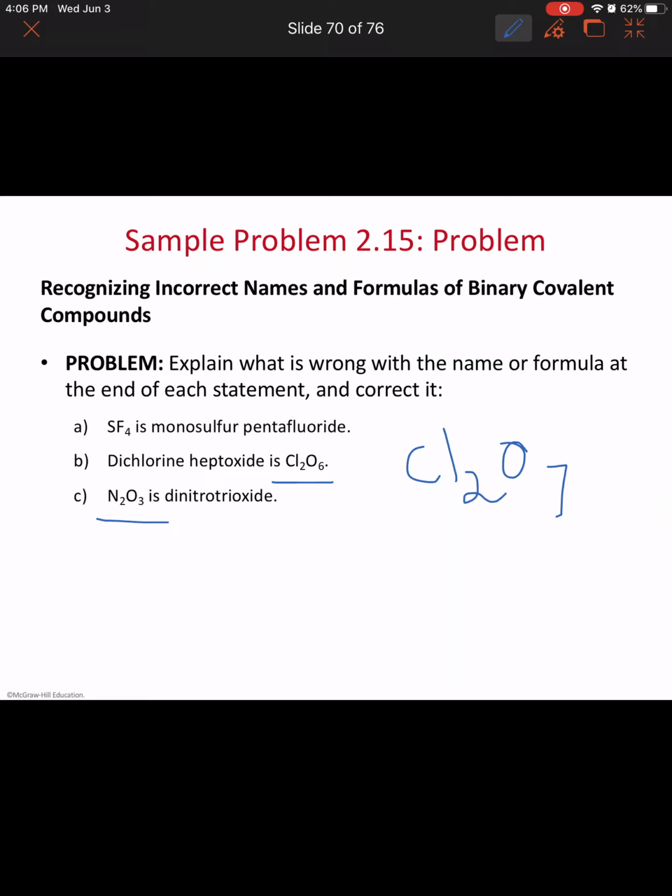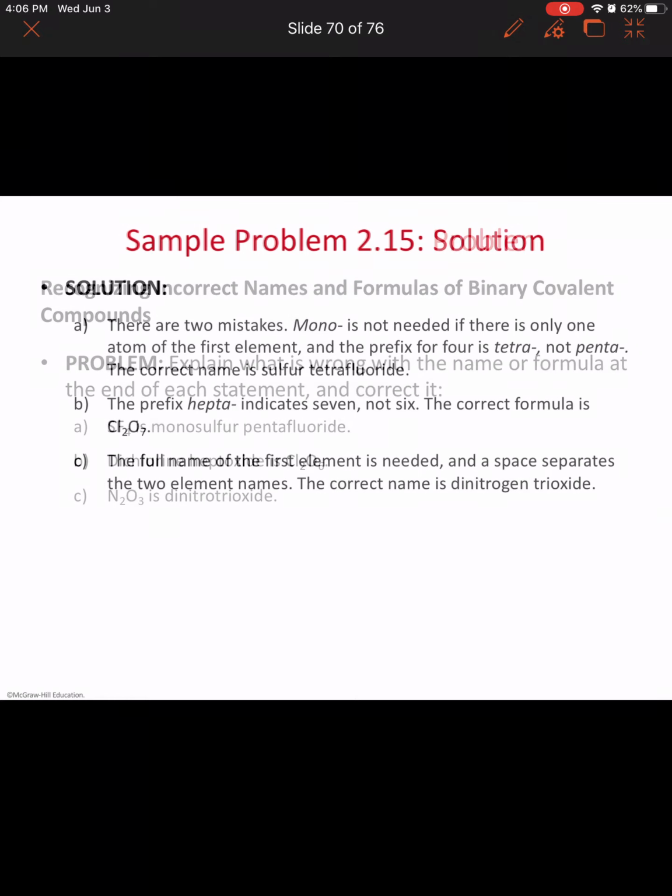N2O3 is named as dinitrotrioxide. What's wrong in this one? Dinitro. We don't say nitro, we have to say the whole name for the nitrogen. It has to be dinitrogen trioxide. Okay.